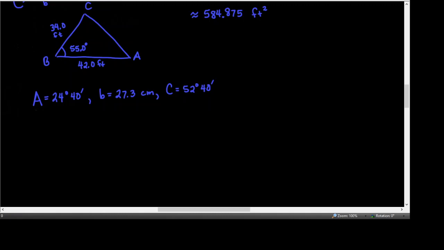Okay, well, I don't have side, side, side. I don't have side, angle, side. What I have is angle, side, angle. So what are we going to do for this? Well, we're going to have to either find all three sides and use Heron's formula, or we're going to have to know two sides and an included angle and use the formula we just talked about. So it's kind of up to us what we want to do.